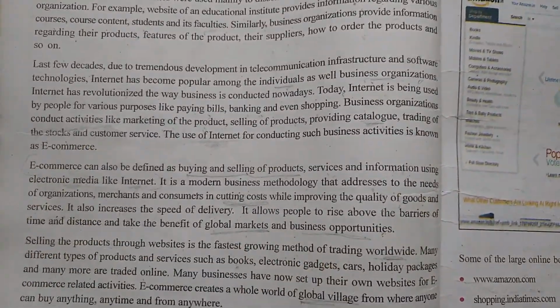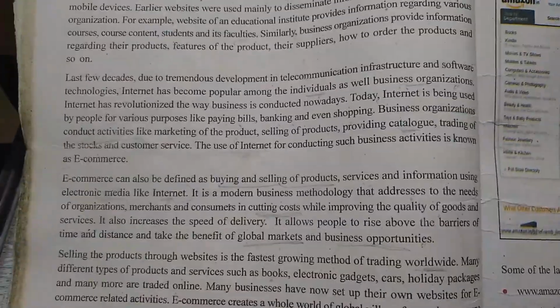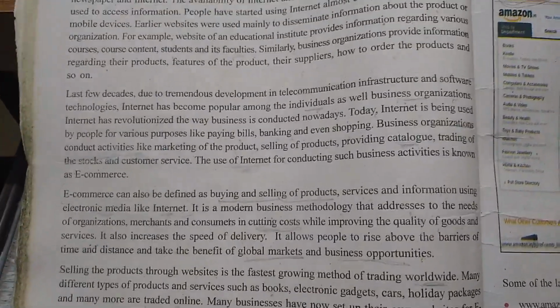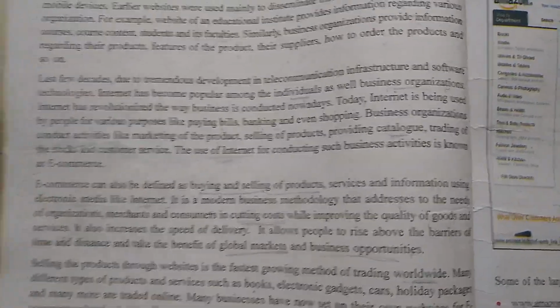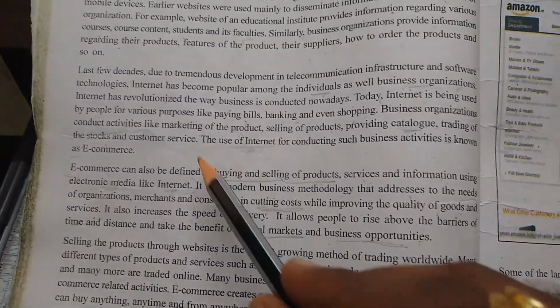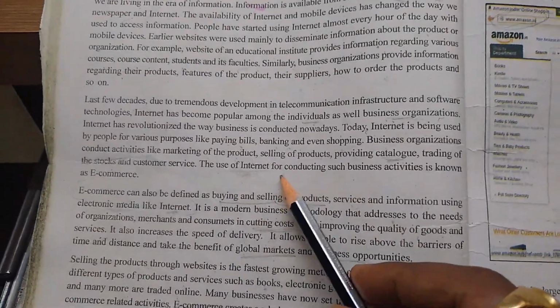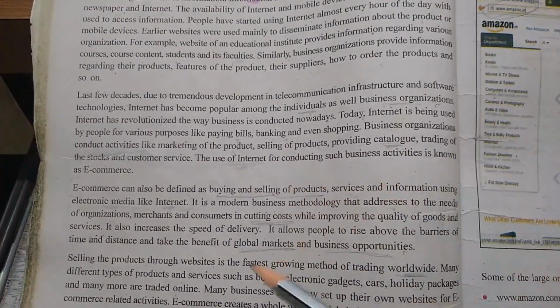Trading of stock means what? You can go for transactions regarding shares and commodities. You can purchase shares, you can sell shares, all this is possible. At the same time, you can also go for customer care communication about any product-related complaint and other issues. Now, the use of the internet for conducting such business activity is known as e-commerce.